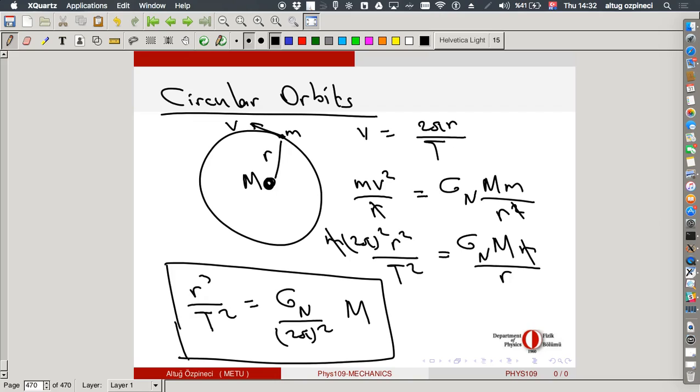So if you want to measure the mass of a planet, you go and look for its satellites. You measure the size of the orbit of the satellite, you measure the period of the satellite. If you know r, if you know T, then you know this ratio, which is nothing but Newton's constant divided by 4 pi squared, which is a known constant, multiplied by the mass of the planet. So this would be a means of measuring the mass of planets.